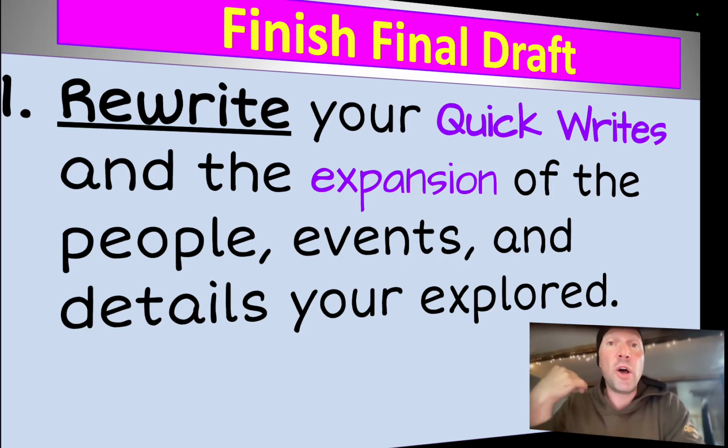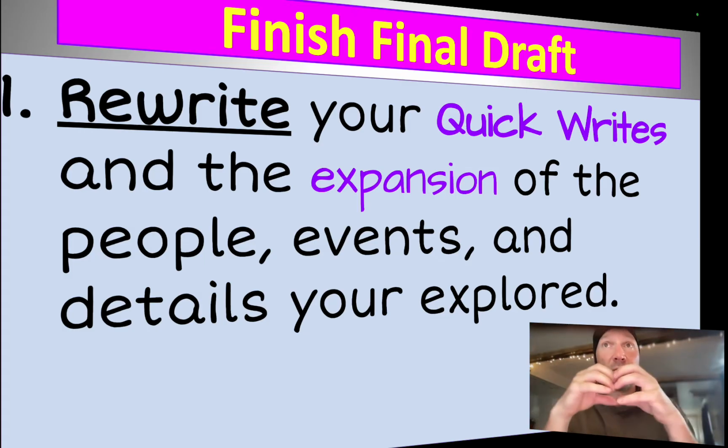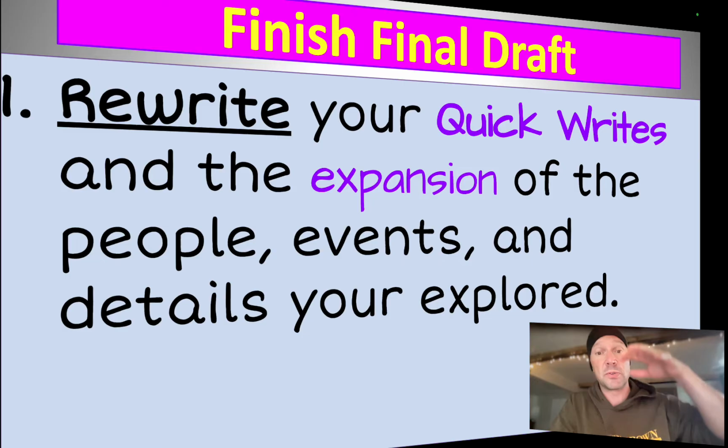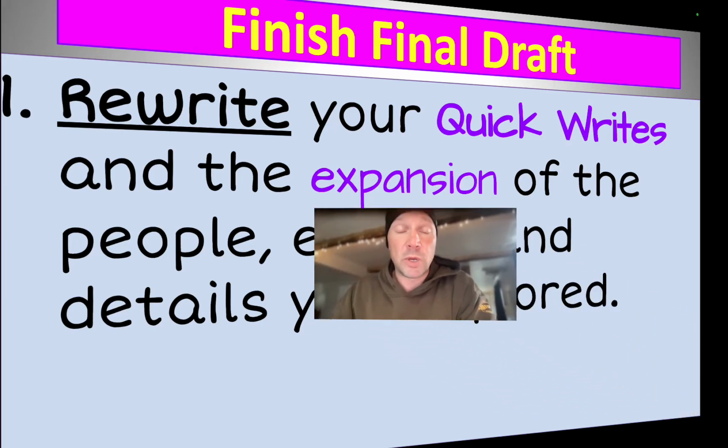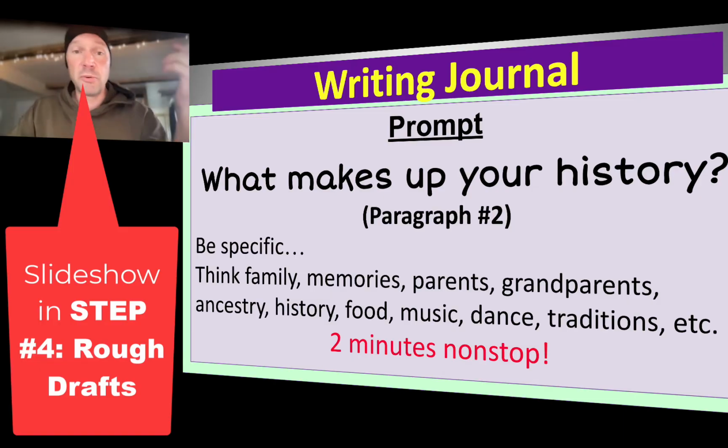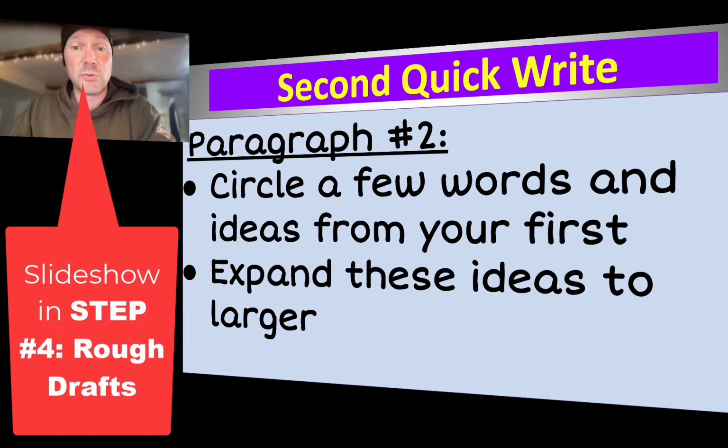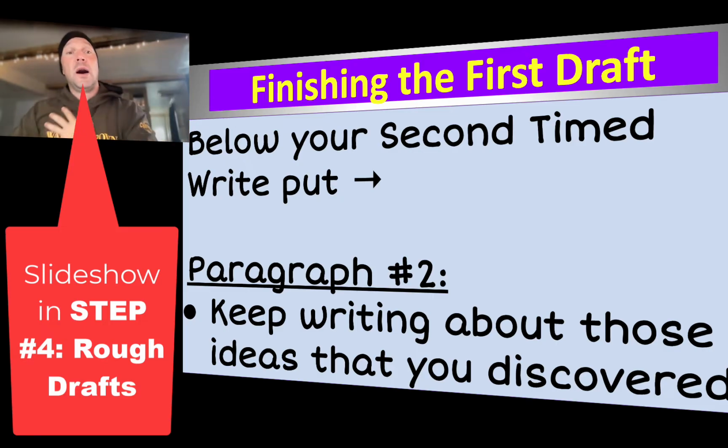Basically, all you have to do to finish your final draft is rewrite your quick writes, including when you expanded those little nuggets, as I call them, or little chunks, or little seeds that you're supposed to expand, like people, events, and the details about each of those paragraphs that came in your quick writes, we hope. So if you remember, I'd give you a prompt, and after you write about the prompt, you circle a few words and ideas from your first write to expand. That's the idea of this expansion. And then after you finish your second time write, you're supposed to keep writing about those ideas that you discovered. That was the expectation.